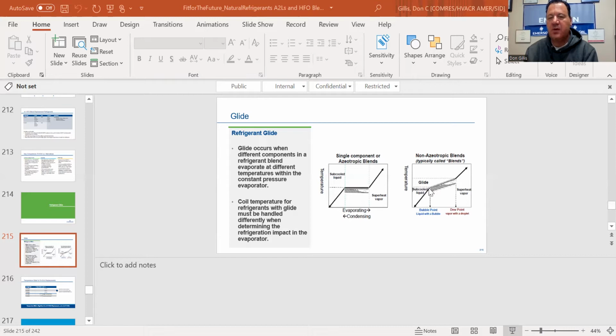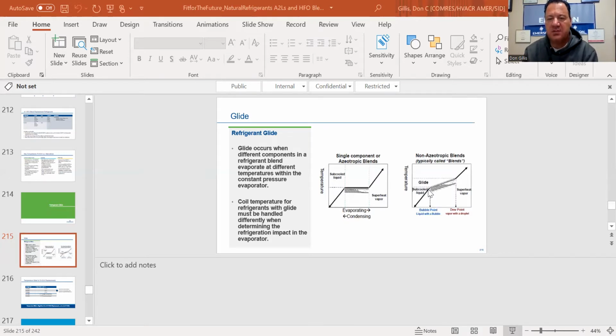The difference between the most volatile to the least volatile, these dotted lines, the temperature difference in that is in fact our glide. So whether that's 8 degrees, 10 degrees, 12 degrees, if you take a look at 407C, for example, I'm just using a regular PT chart here. If you look at, for example, 68 PSIG, you'll notice that the dew point is 44 degrees, the evaporator. The bubble point is 32 degrees, okay? That's your condenser. If you were to grab the wrong one of those, if you're doing superheat, that's a 12-degree difference, okay?